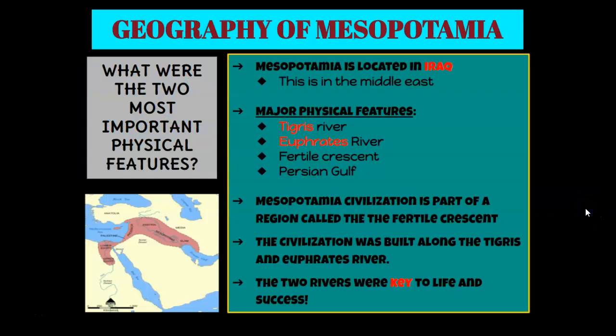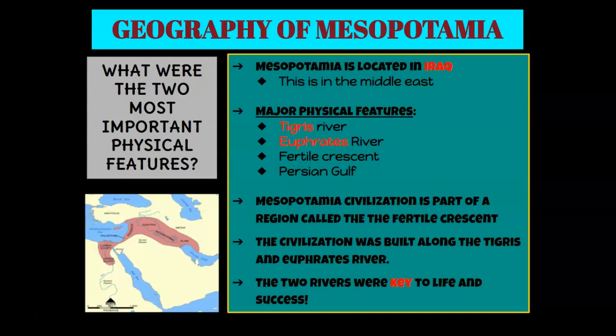Geography of Mesopotamia. Mesopotamia is located in Iraq. This is in the current day Middle East, so settled in between Africa, Europe, and Asia. Some of the major physical features of Mesopotamia are the Tigris River and the Euphrates River. Those are the two rivers that make up the land between the rivers. So it is bordered on two sides by those rivers, Tigris and the Euphrates.